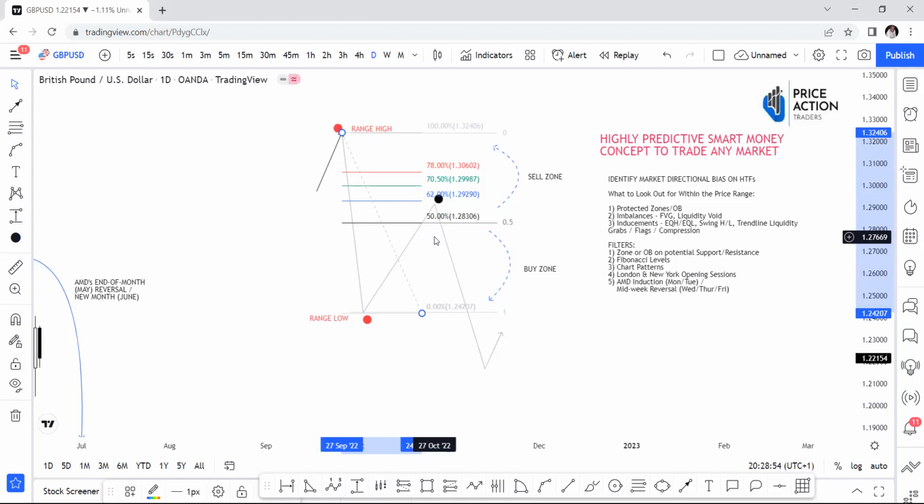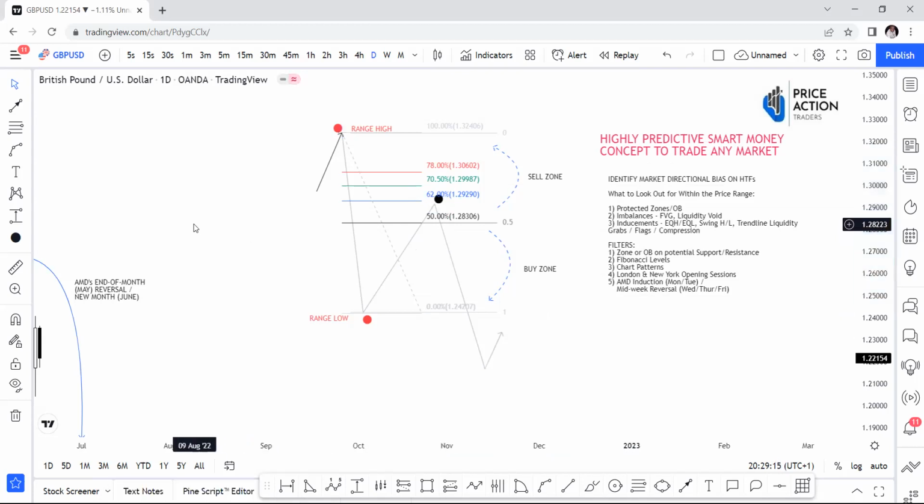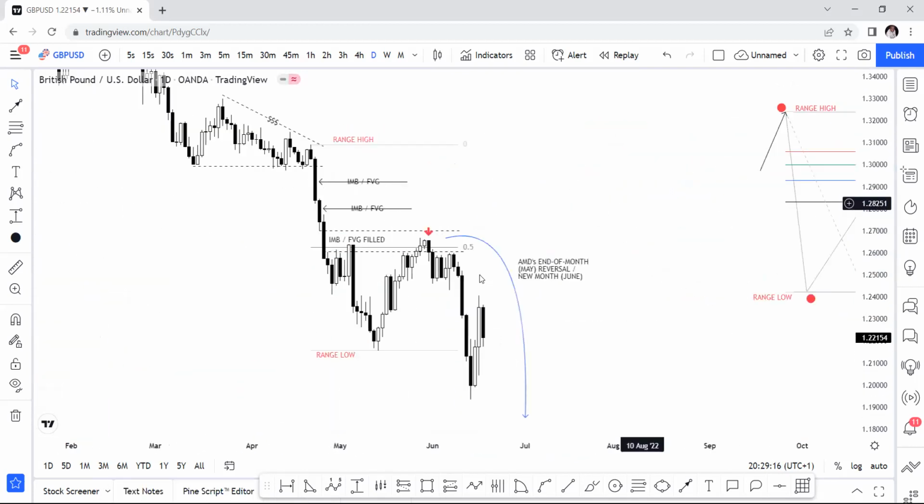Then you look out for AMD induction. Monday and Tuesday usually form the induction, then Wednesday is going to be a reversal of it, with Wednesday, Thursday, Friday following. Those are the points. Then the end of the month: you see here, this is the end-of-the-month reversal. This is the 1st of June, down.